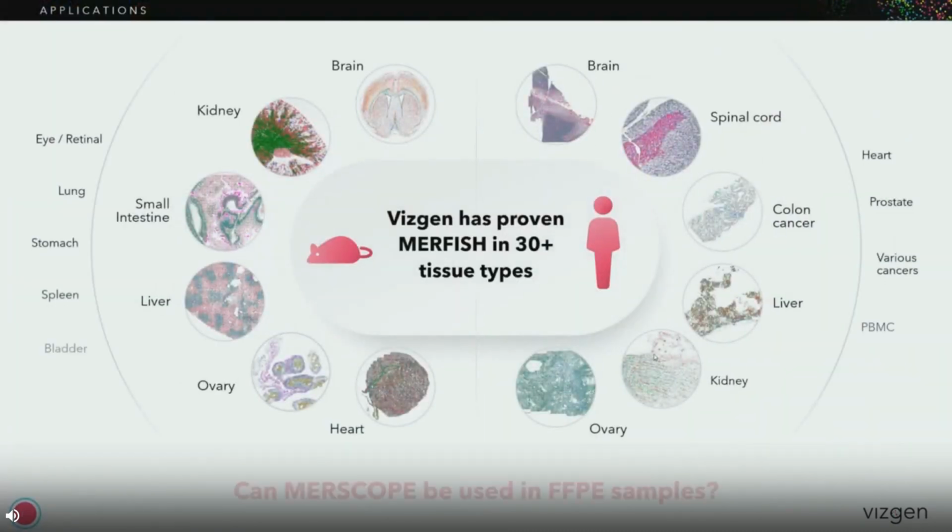So within Vizgen, we keep pushing the limits of the technology by expanding the application areas. We have proven MERFISH in more than 30 different mouse or human tissue types now, and compatible sample types demonstrated so far include cultured cells, fresh frozen, and fixed frozen tissue blocks. Showing here on this slide, you can see a couple of examples of different tissues we imaged in mouse or human. However, there is a big question unanswered. Can MERSCOPE be used in FFPE samples, which is one of the most widely used clinical sample types?